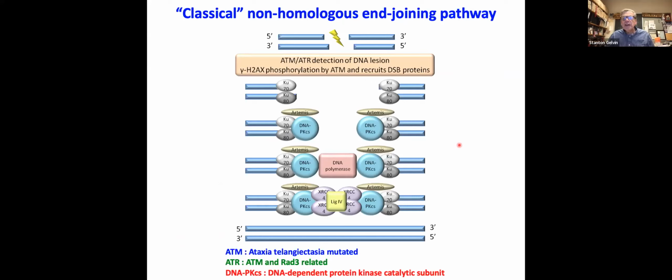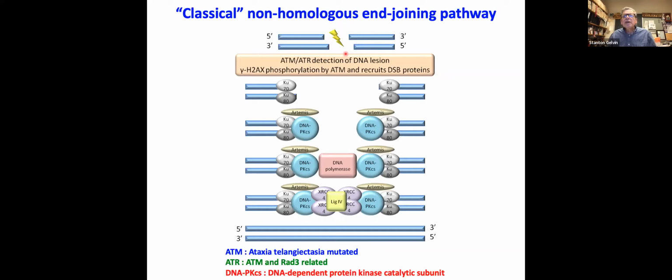So this picture is taken from the classical non-homologous end-joining pathway in animal cells, but it's very, very similar in plant cells. So in this case, you have a double-stranded break by some sort of damage. This is very dangerous for an organism to have a double-stranded break because you could lose part of your chromosome and then the cell will die. So the organism wants to be able to heal or mend these breaks, to repair these breaks.